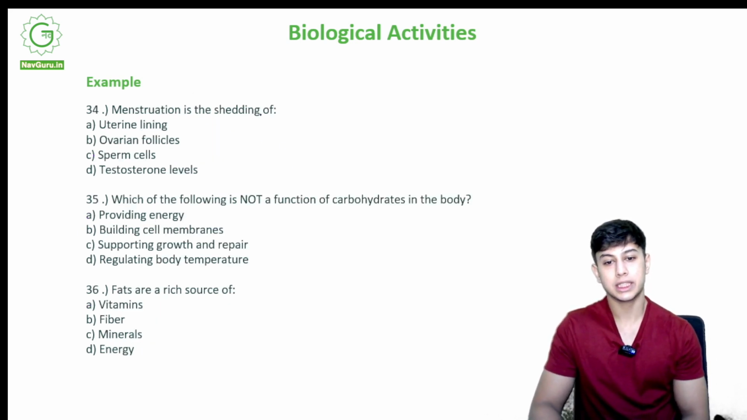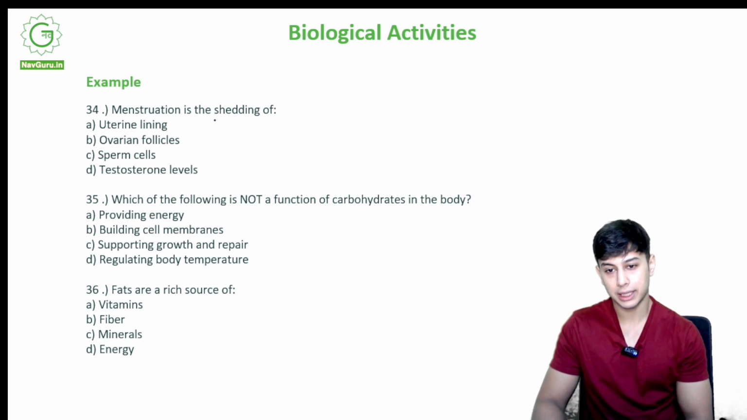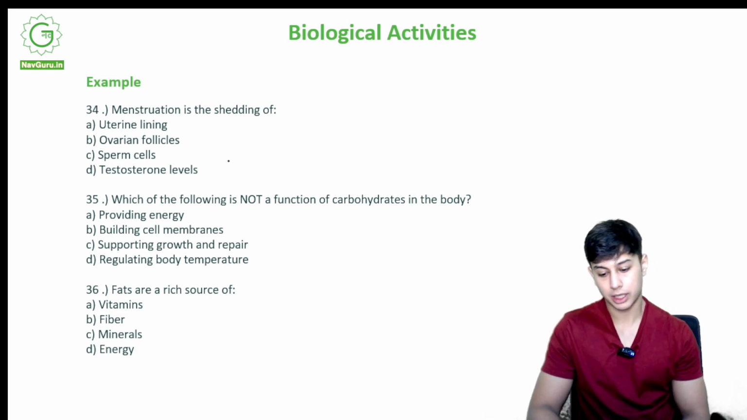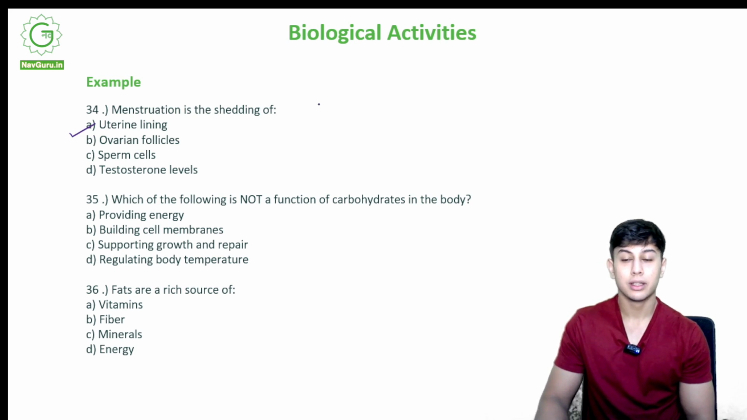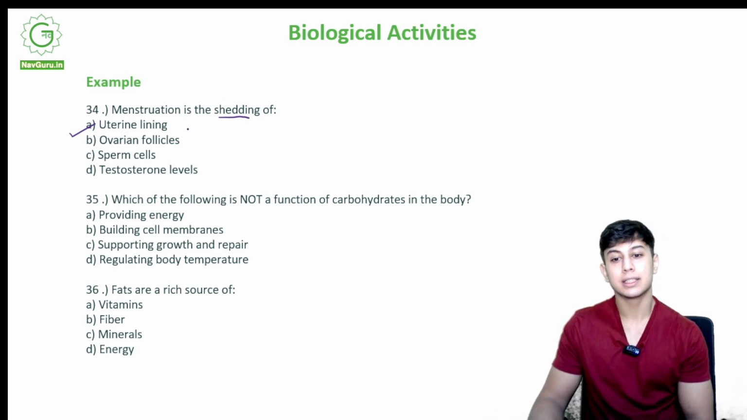Menstruation is the shedding of uterine lining, ovarian follicles, sperm cells, testosterone levels. The correct option is option A, uterine lining. Okay, whenever they mention shedding, it is the uterine lining that sheds in the form of blood and mucus.